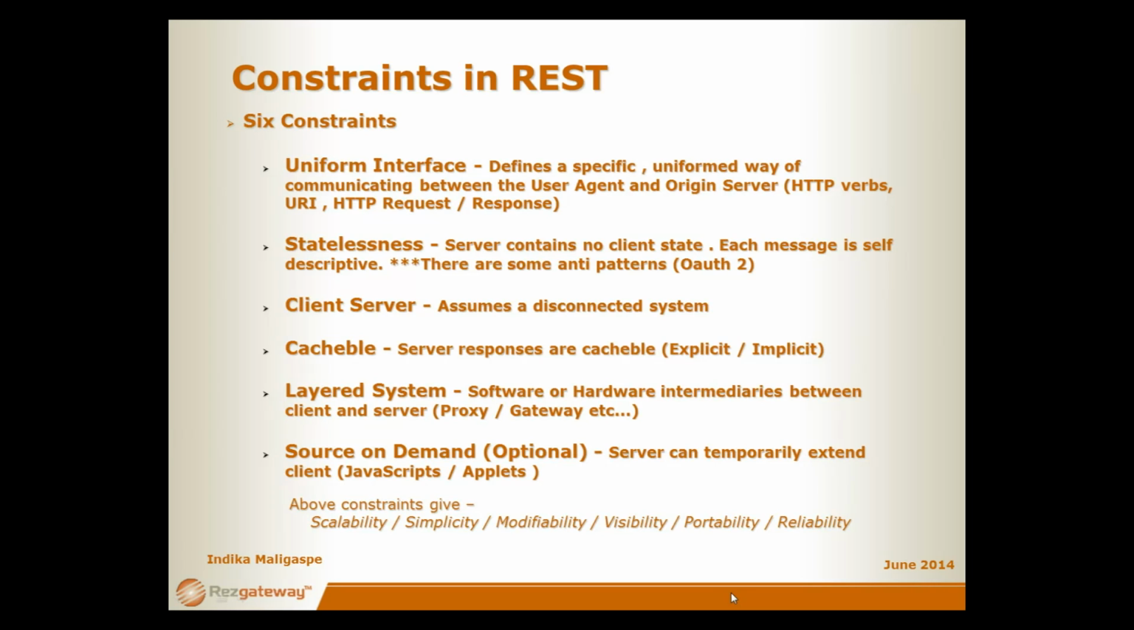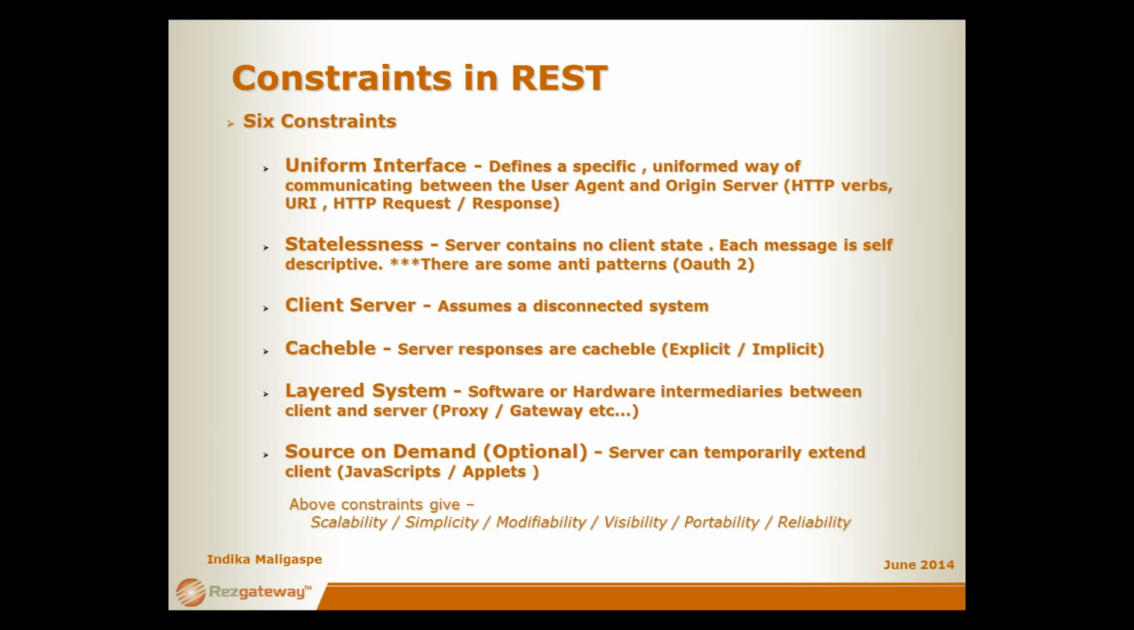The 6 constraints. We said that HTTP had a set of rules and REST also follows those rules or those constraints. So these are the constraints. These constraints are there in order to make sure that the data which travels between your client and your server does what you expect it to do. So the first constraint is uniform interface.